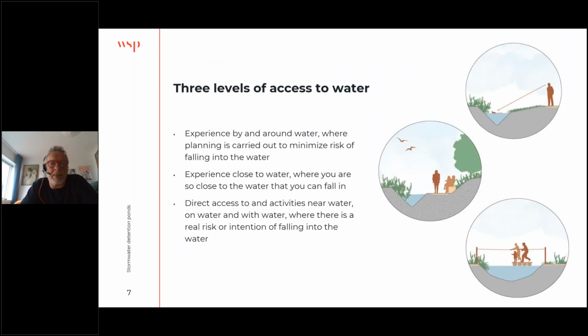And briefly about the planning. The planning is all about how we plan for access to water. And you could say we have 3 levels of access. Water meant for looking at the water, where safety is the distance from the path to the water is the safety measure. And in this situation, you're getting close to the water, and then in the last situation, you're planning with contact to the water, where kids are and people are playing along the water or even on the water.